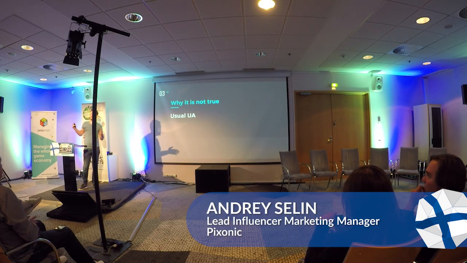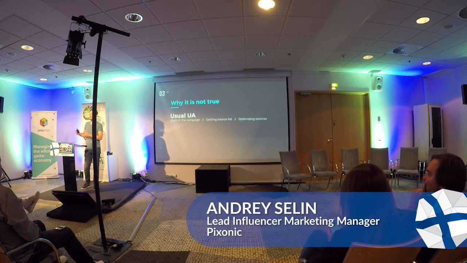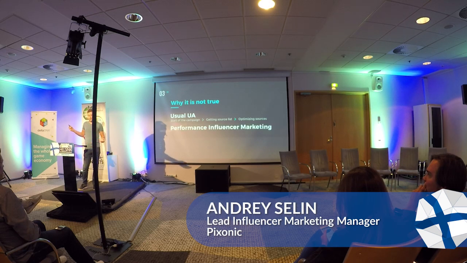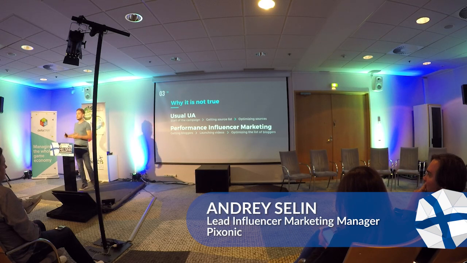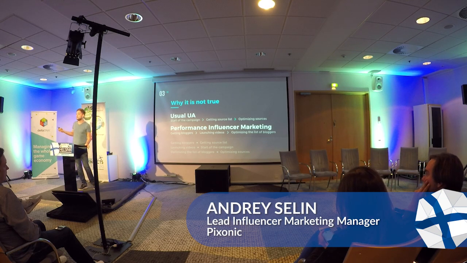Let's see how the structure of working in the usual user acquisition works. You start the campaign, so you sign a contract with an ad network, you get the source lists, those are the apps that the ads are rolling in, and then you just optimize the sources. So you basically see which performs well and give them more money, or just get rid of the bad ones. Let's see about the performance of influencer marketing. You get the bloggers, you launch videos with them, it's just like starting the campaign, and you optimize the list of the bloggers you will get next. And as you see, it's quite the same. Getting bloggers is the same as getting a source list. Launching videos is the same as starting a campaign, and optimizing, as you know, is optimizing.